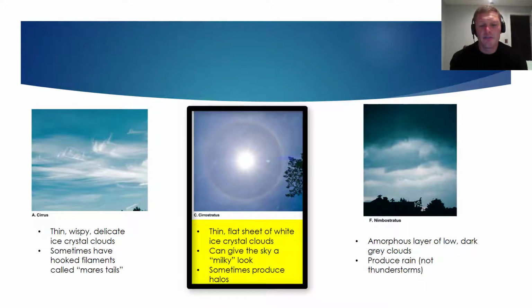Another high cloud that we overviewed on the previous slide was cirrostratus clouds. Cirrostratus clouds will be thin, flat sheets of white ice crystals. And these clouds can produce a milky look in the sky, and they can also produce halos. In fact, in this image you see a halo, and that halo is formed because sunlight has to pass through that cirrostratus cloud. So that really cool optical effect occurs because of cirrostratus clouds.